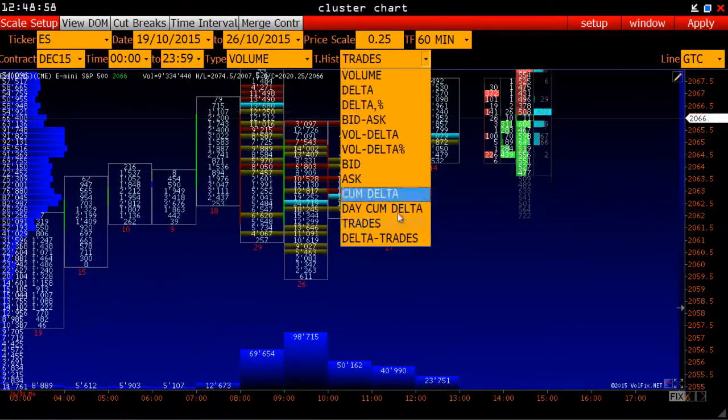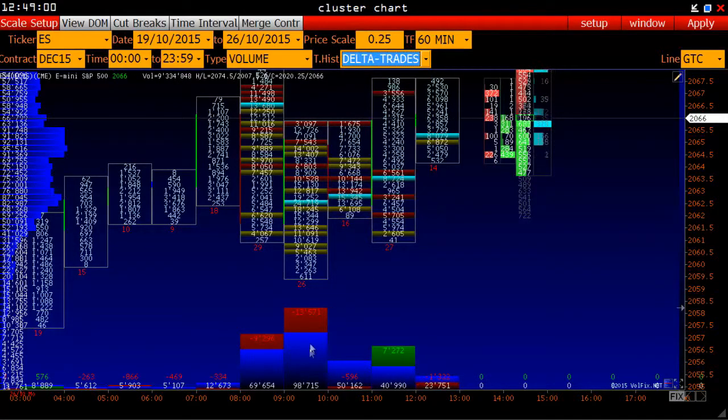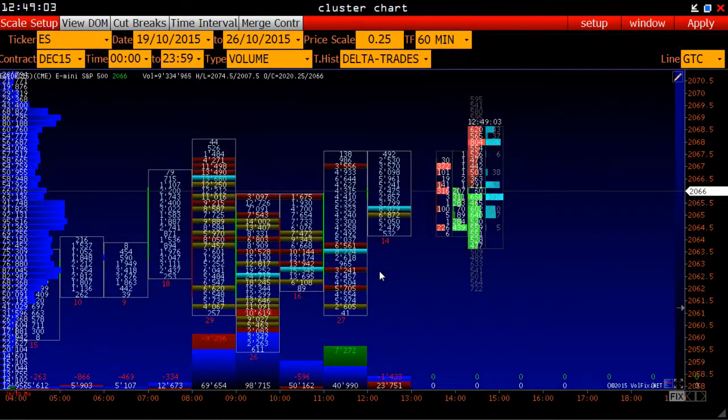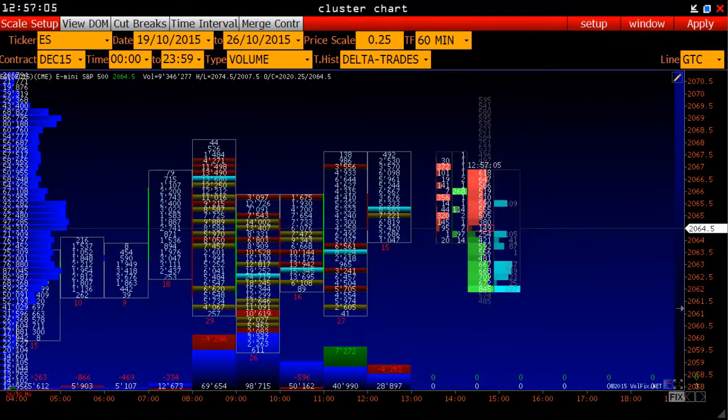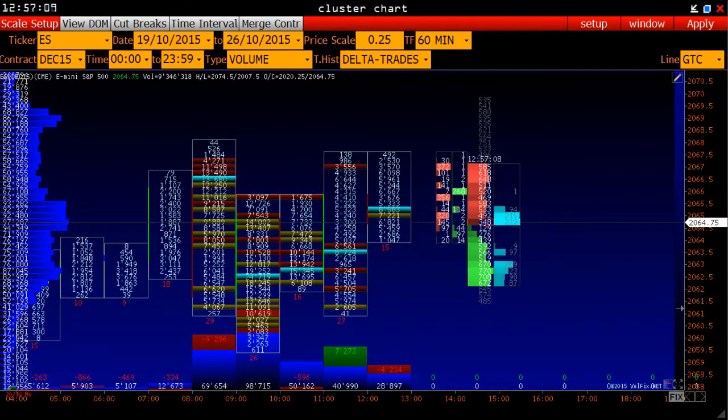From this lesson we understand what kind of data the vertical graph in the cluster chart gives us, namely, the total volume for the selected period, how aggressive buyers or sellers are, who's winning in the market as a whole, aggressive buyers or sellers. In further lessons we will look at other ways to display the volume.